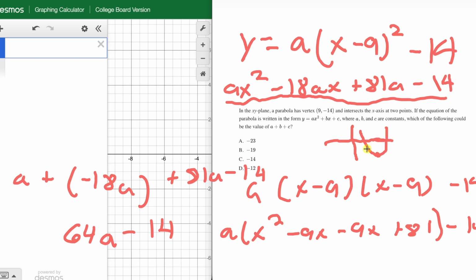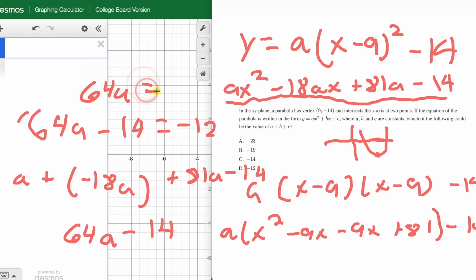So what we can do here is plug in each of these values and see which one gives us a value of a that's greater than 0. I'm going to start with -12 because that is the smallest value. It makes the most sense that would be right. So 64a minus 14 equals -12. I add 14 to each side. 64a equals 2, then a equals 2 over 64. That is a positive number, so now you know that D is correct.